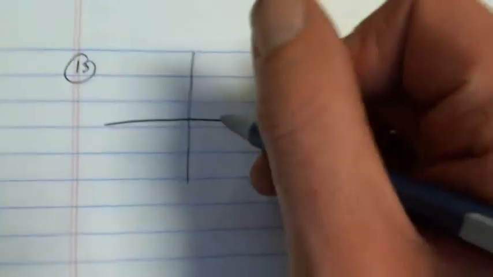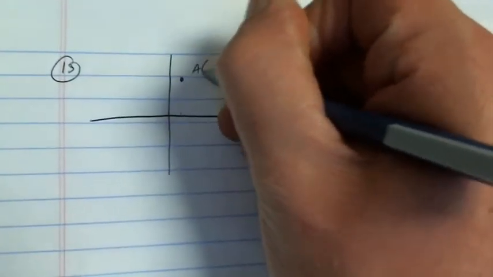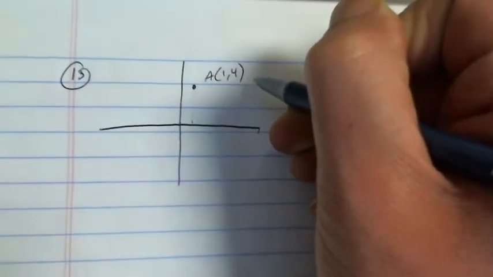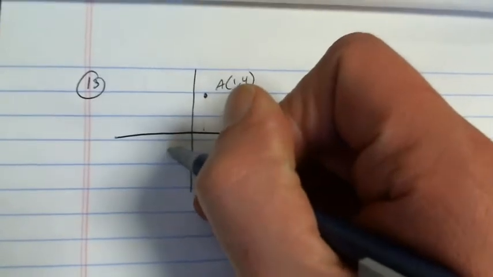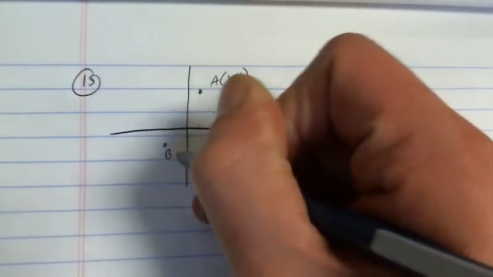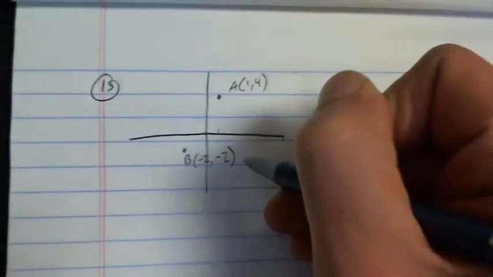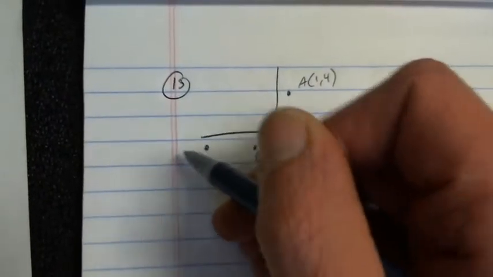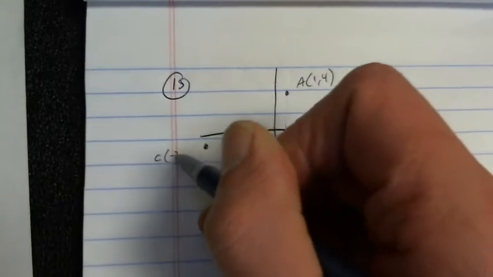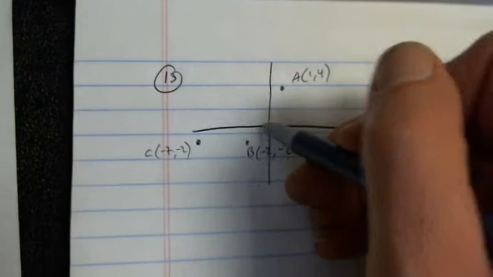So A, was it (1, 4)? B, (-2, -2). C, (-7, -2). And D, (-4, 4).